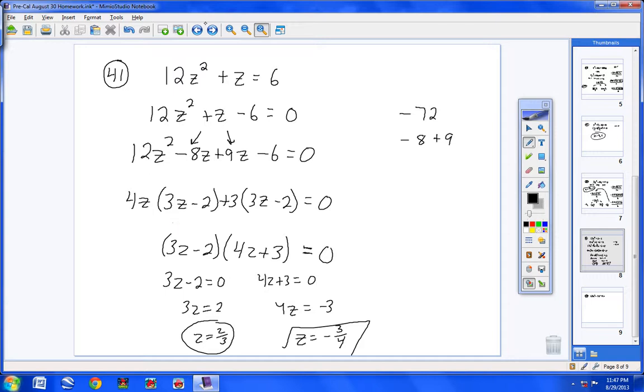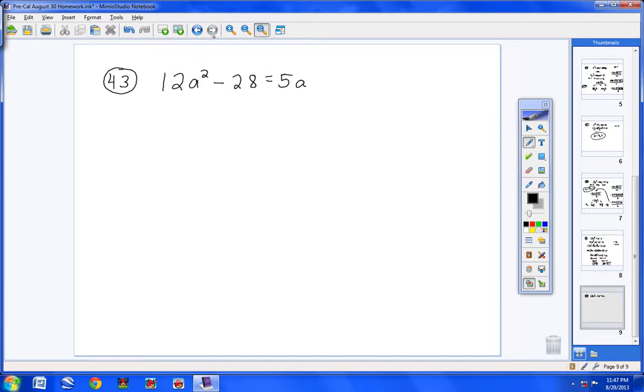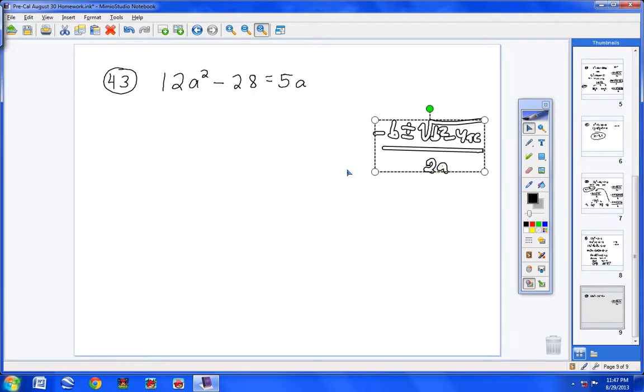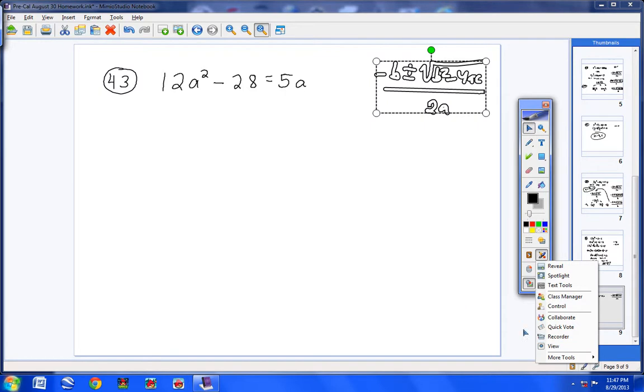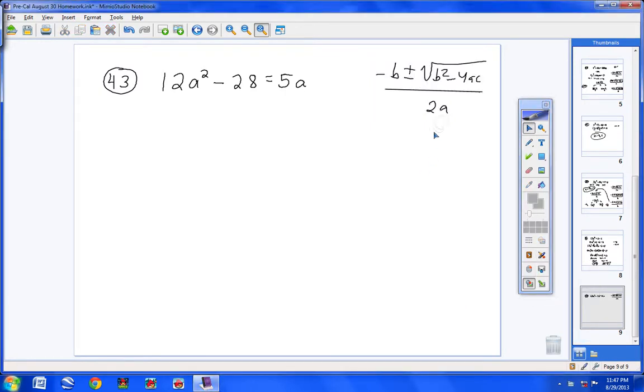All right, let's go ahead and take a look at this last problem here. We're going to solve this last problem by using the quadratic formula. Now remember, step 1 when using the quadratic formula is to get one side equal to 0. Now watch carefully what I do here.